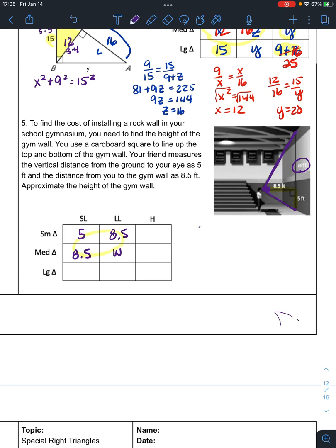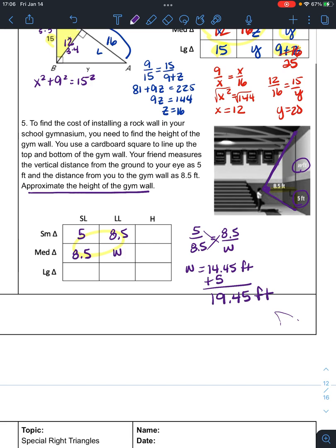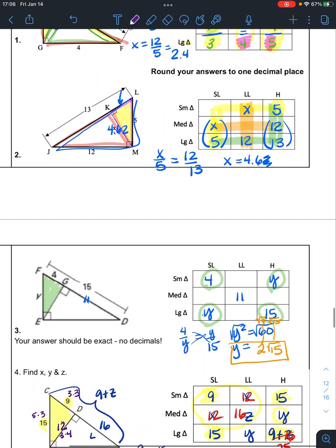Now, right here, I have enough to find out what I need, so I don't need to worry about anything else. So I have 5 over 8.5 is equal to 8.5 over W. When you cross multiply and solve that, you get that W is 14.45 feet. Now be careful, because your tendency is going to be to want to answer that, and that is certainly going to be a possible answer choice if you were looking at a problem like this. What you have to recognize is that I asked for the height of the wall. And so you have to add that 5 feet to your eyeballs back in, which means that the height of the wall is 19.45 feet.